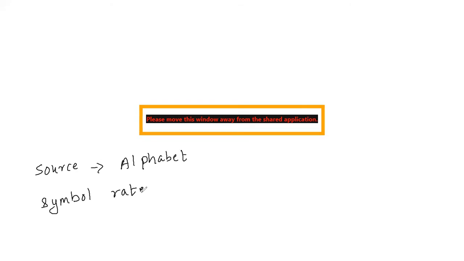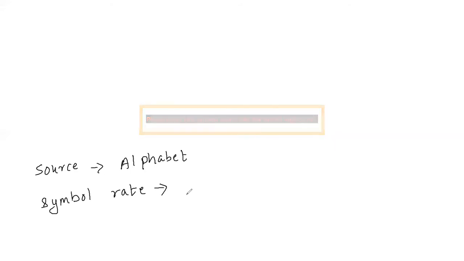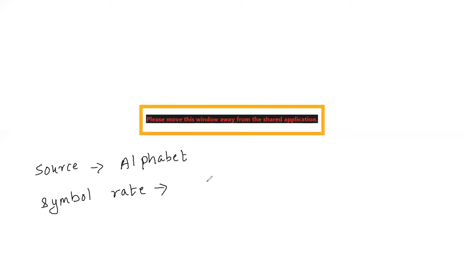Symbol rate. Now there is a specific meaning of this symbol in case of digital communication. Symbol rate is basically the rate at which the information source generates the source alphabets. That means in one particular second, how many alphabets have been emitted from the source. So technically the definition is that, see, these definitions are important from the exam point of view also.